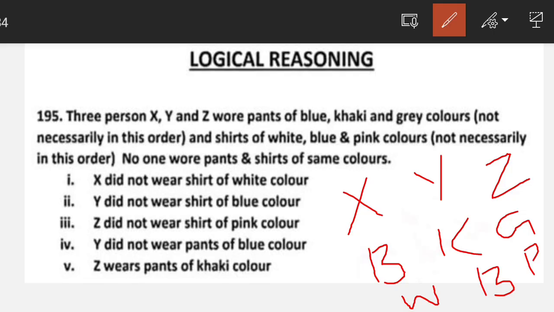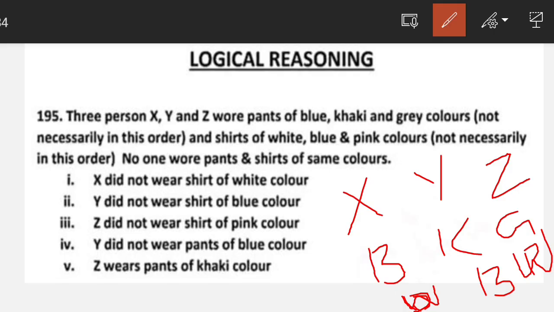Here we have been given X didn't wear shirt of white color. If X doesn't wear white color shirt, then he will wear the shirt of pink color, because we can change that order. So just put P here, pink, and white here. Y did not wear shirt of blue color. Okay, that's right. Z did not wear shirt of pink color. No, Z has worn the shirt of white color.